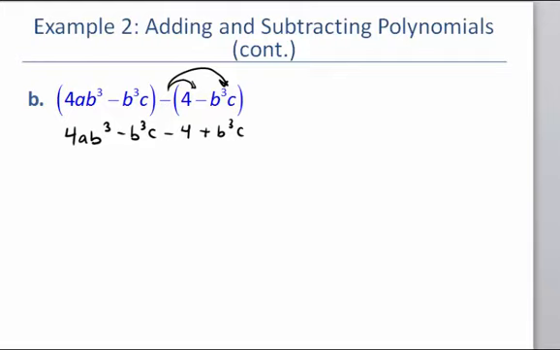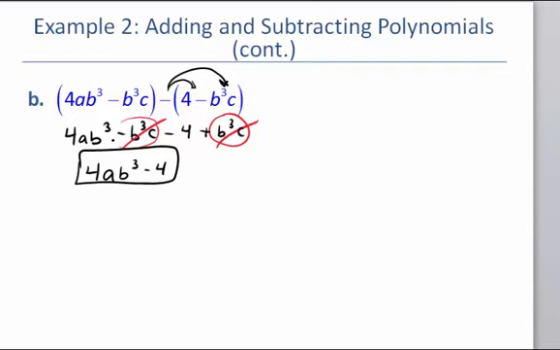And so again, as I look at my terms, in terms of combining like terms, I notice that I have this term and this term. So I have a negative b cubed c and a positive b cubed c. So those are going to cancel out. The other two terms do not combine because they're not like terms. So I have 4ab to the third minus 4 as my final answer.